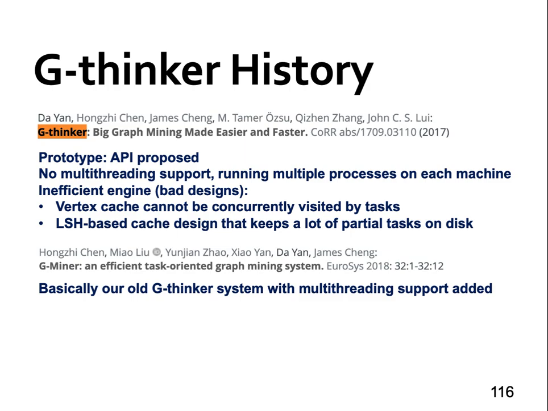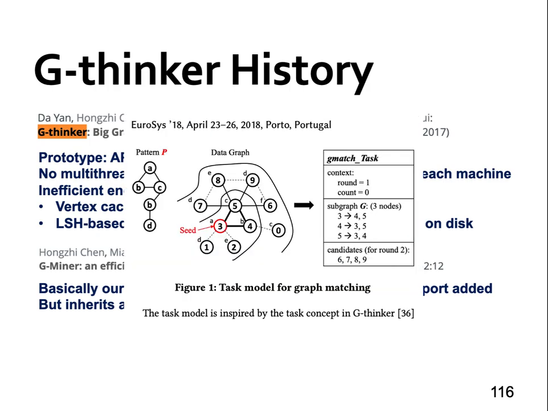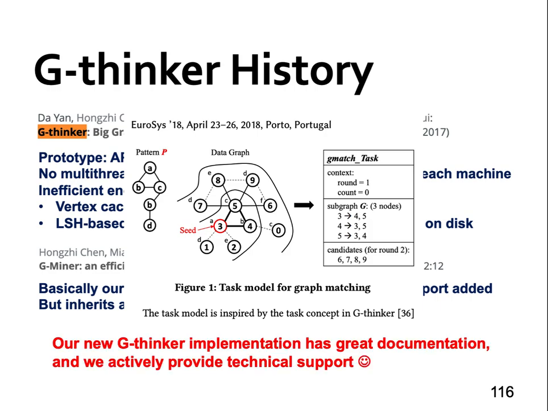Since a full-fledged G-thinker system will take time to develop, the student who helped implement the old G-thinker prototype simply added multi-threading support and termed the result system G-Miner. But it inherits all the flaws and leads to a poor performance when an input graph gets big. G-Miner follows the same API as G-thinker, as the G-Miner paper clearly indicated. Please check out our new G-thinker website where you can get great documentation. Our research group will provide full technical support.